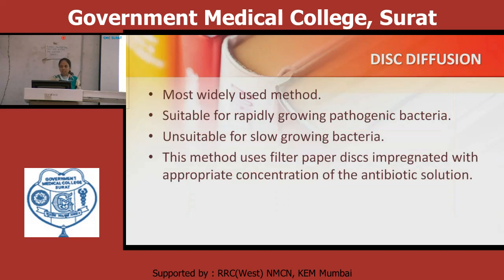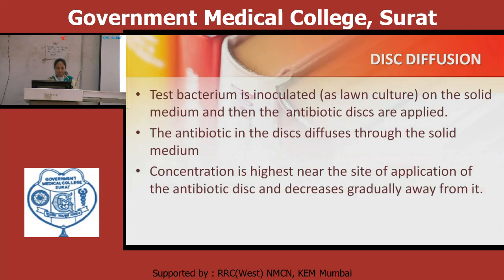Disc diffusion method is the most widely used method, suitable for rapidly growing pathogenic bacteria, unsuitable for slow growing bacteria. This method uses filter paper discs impregnated with an appropriate concentration of antibiotic solution. Test bacterium is inoculated on the solid medium and then the discs are applied. The antibiotic in the disc diffuses through the solid medium. Concentration is highest near the site of application of the antibiotic disc and decreases gradually away from it.